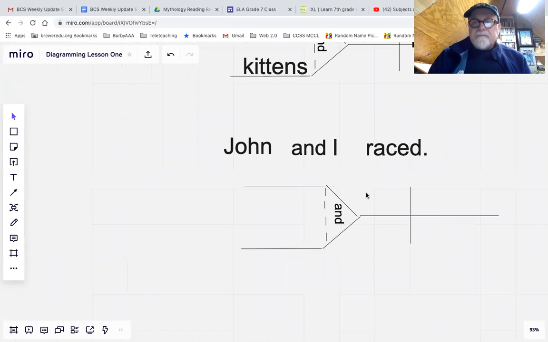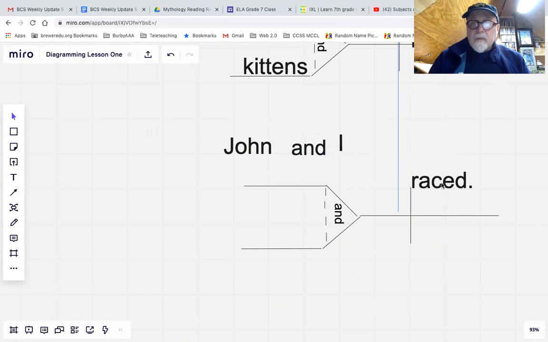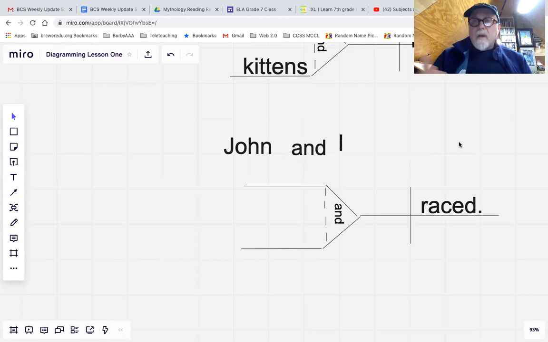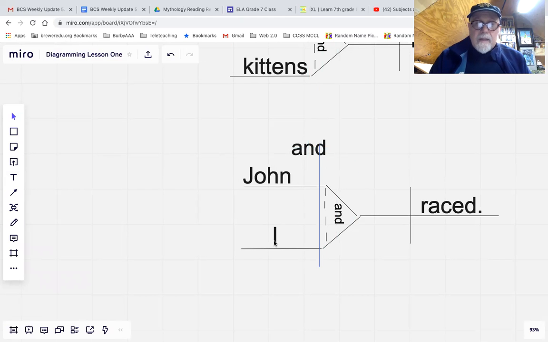Let's do another one. John and I raced. Well, what's the action? What's happening? What can you see with your eyes? Racing. Okay, so we put that over here. That's the predicate side of the diagram. And then we're going to go, okay, who or what raced? Well, two people, John and I. And so the complete subject is John and I, and the complete predicate is raced.